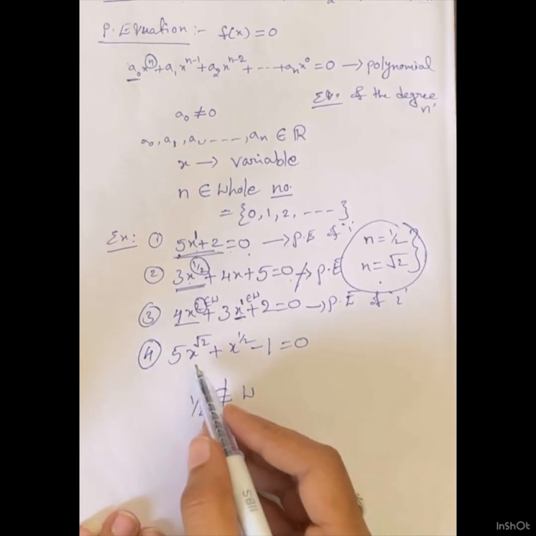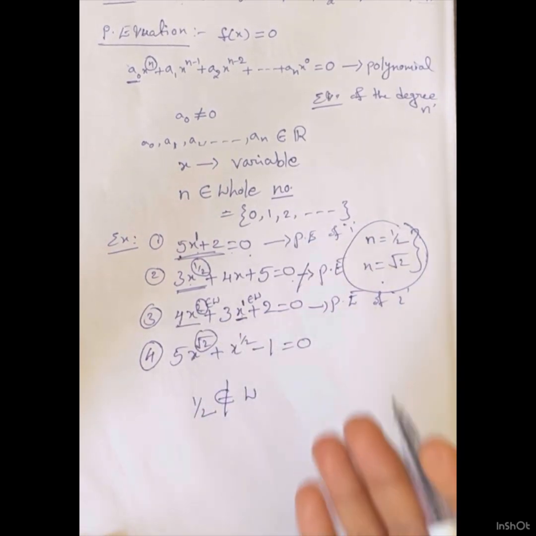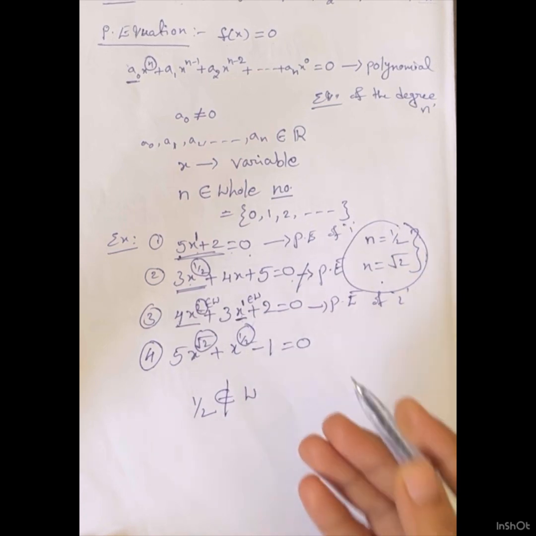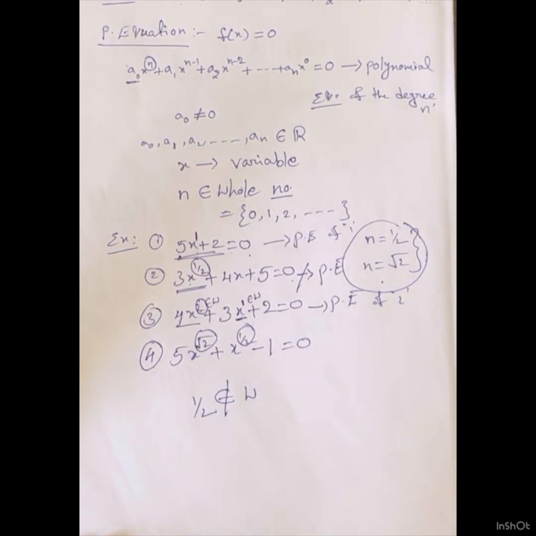Coming to the fourth example. Here 5x^(1/2). 1/2 is not a whole number, and root 2 is not a whole number, and 1/2 is also not a whole number.